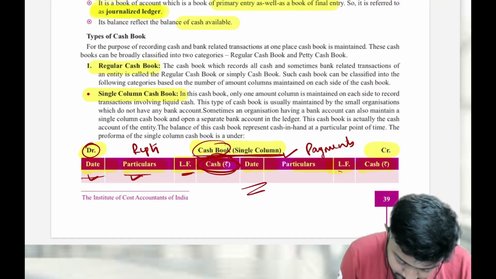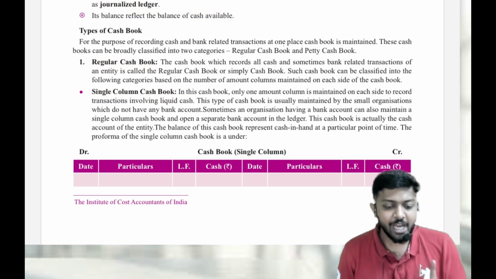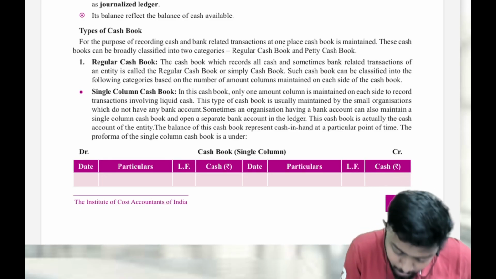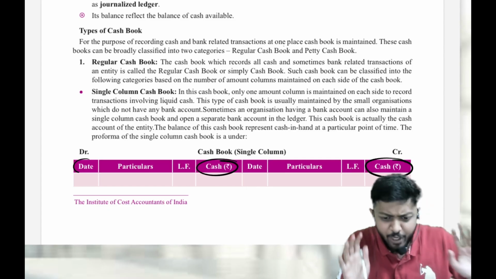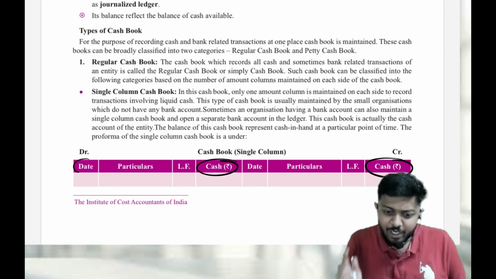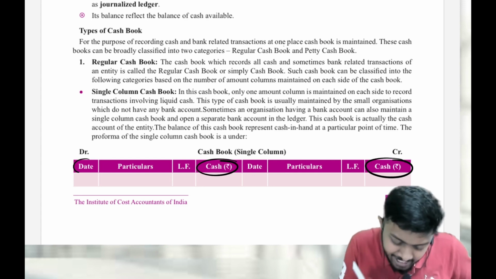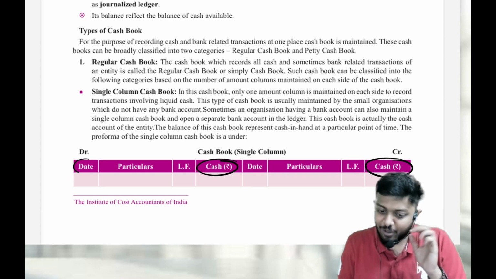Okay. See what happens in single column cash book is, we have only one column. Hey sir, where one column? We have 4 columns. Hey, we are talking about the amount only. Normally, if you see, cash book exactly looks like a ledger only, no? Cash book exactly looks like ledger account format. See, date particulars LF amount, date particulars LF amount. Cash book format is also the same.